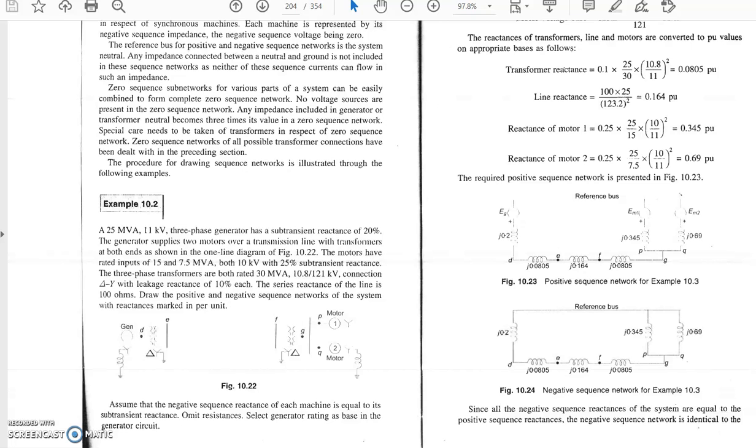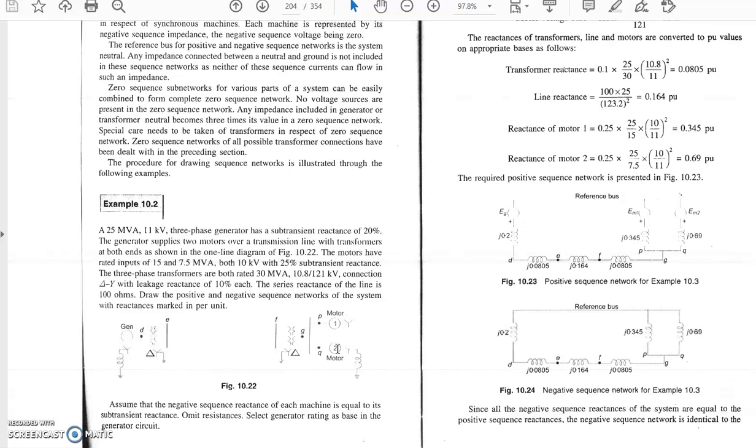We can take an example on it now. Suppose this is the network. I think there is some misprint here. This is connected to the line. This is generator star with neutral grounded, transformer whose connection is given delta-star, line, then star-delta, and motor 1, motor 2. So we have to make the circuit for the positive, negative, and zero sequence network for this connection.